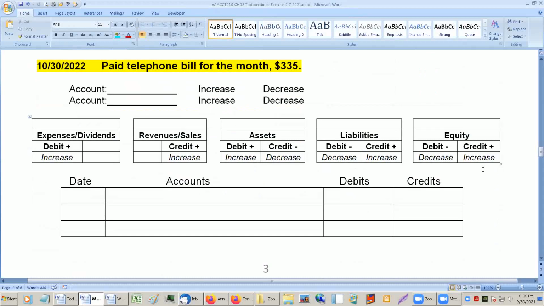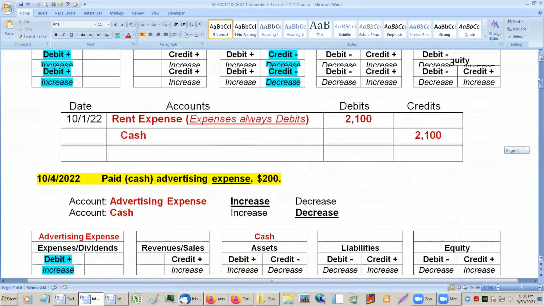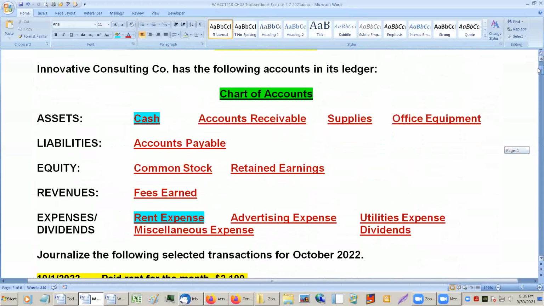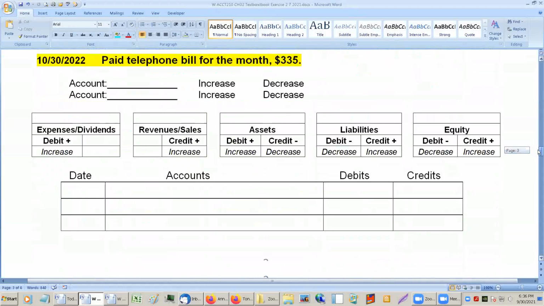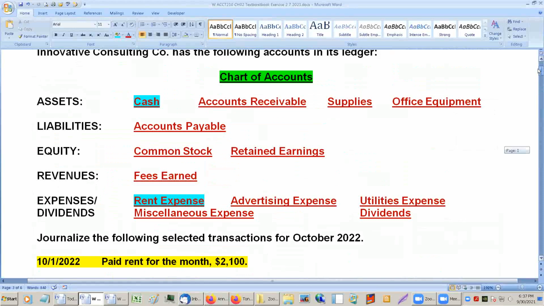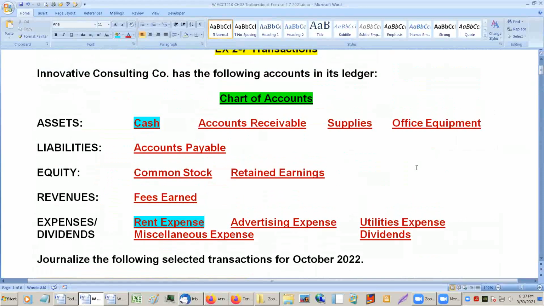Paid telephone bill for the month. Now remember, we got these accounts up here. These are what we're using. They're paid, right? So what accounts are we probably going to use? Cash is one of them. We paid it. If you paid your phone bill, utilities expense, yeah, probably.